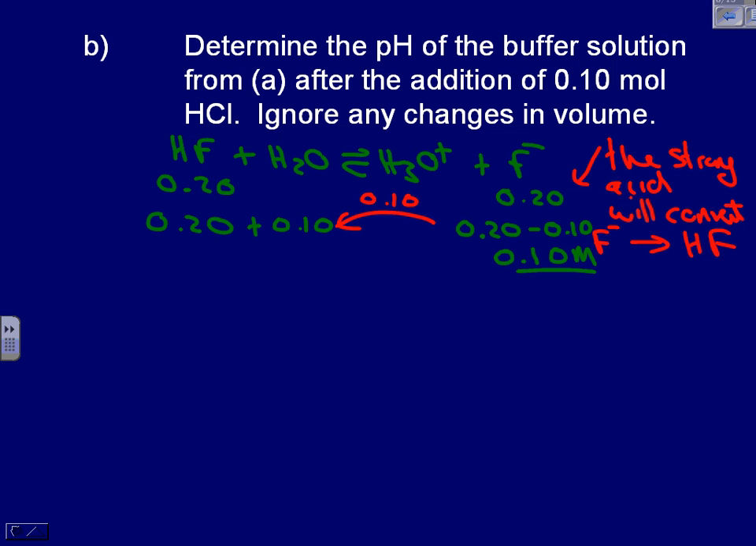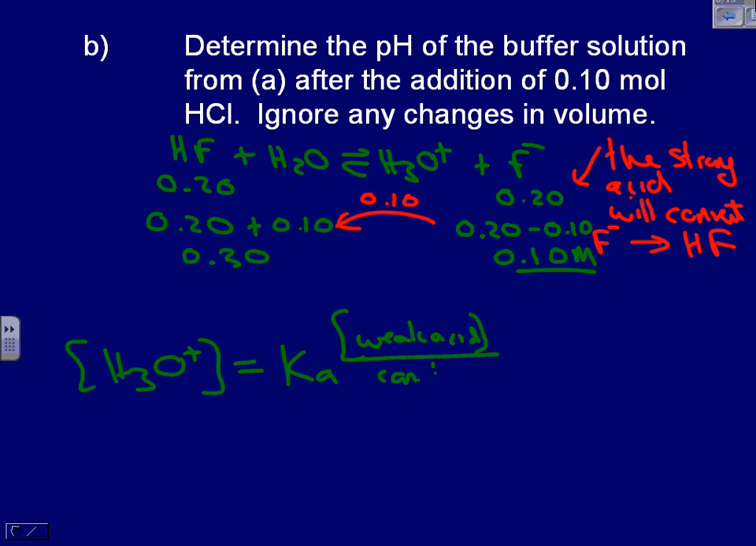Let's now determine the pH. Oh, by the way, this is 0.30. So now, H3O plus is still going to be the Ka, and what is it, the weak acid over conjugate base? This is the weak acid over conjugate base. They're not the same anymore. I can't cancel them this time. It's not our special case. But I do know what the numbers are. I should know this Ka by now.